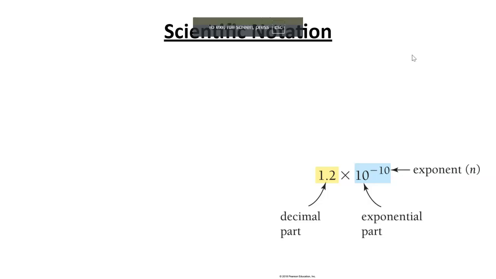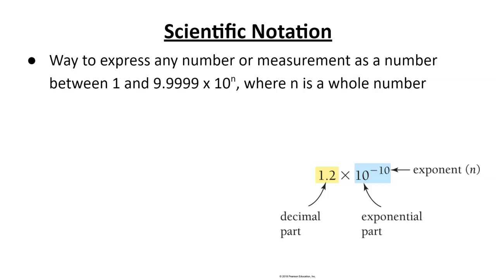All right, welcome back. Let's talk a little about scientific notation. So scientific notation is a way to express any number or measurement as a number between 1 and 9.9999, those nines could go on for a long time, times 10 to a power n, where n is a whole number. Okay, and there's some advantages to scientific notation.